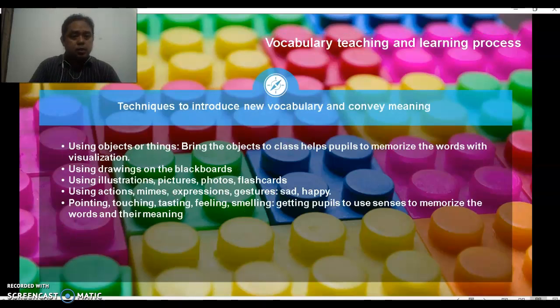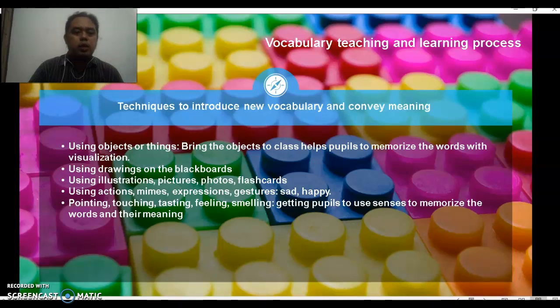Now the techniques to introduce new vocabulary and convey meaning. There are several techniques that teachers can use to introduce new vocabulary. First, using objects or things. Teachers can bring the real objects or the real things. It is easier for children to memorize the words because children can only learn from concrete things rather than abstract things. So it is very important to bring realia.